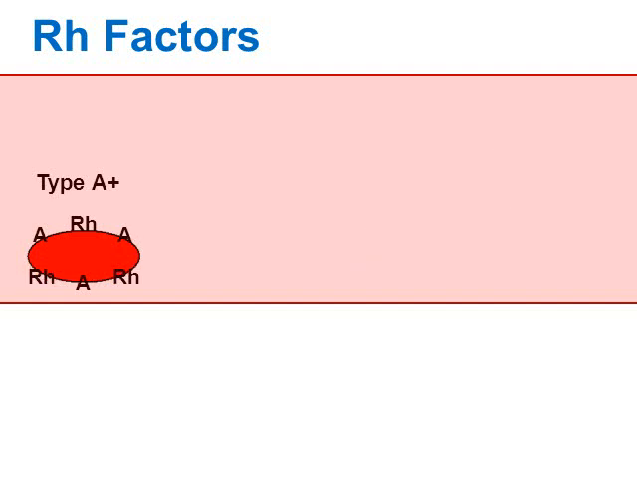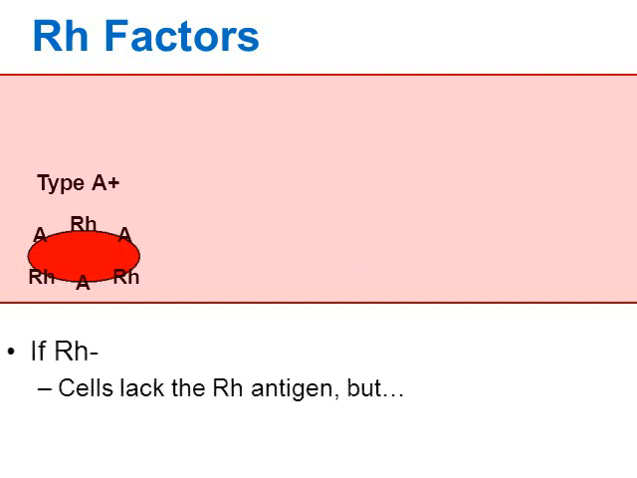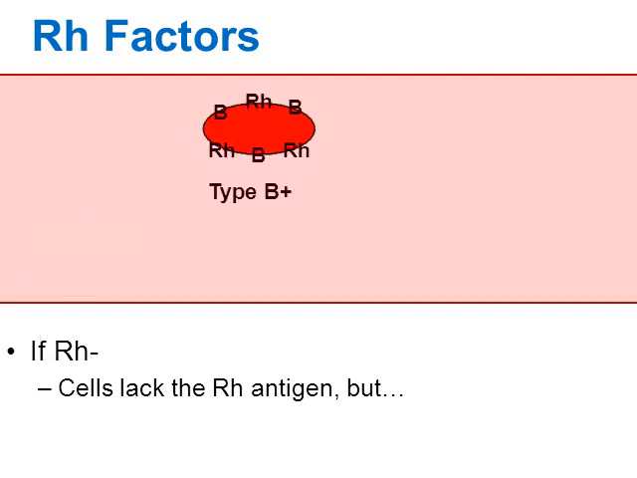So what's it mean to have a negative blood type? If you have a negative blood type, that means that you lack this Rh antigen. So cells lack the Rh antigen. Right now in the picture there's A positive, but if I take away those Rh's, it's not A positive anymore. Now that's blood type A negative. A moment ago we saw type B positive, but if I take away those Rh's, it's not B positive anymore, it's just B negative.